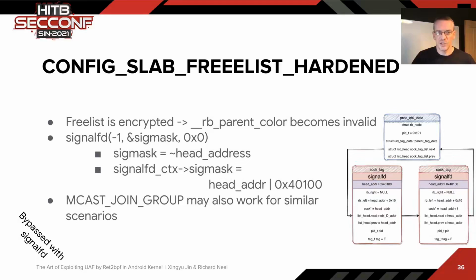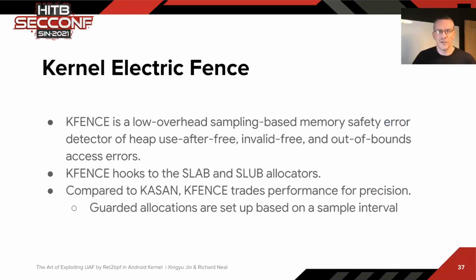Kernel Electric Fence is a low overhead sampling-based memory safety error detector introduced into Linux in 2020. It detects out-of-bounds heap access, use after free, and invalid free errors. KFENCE uses a sampling interval timer to determine whether to apply guards to a memory allocation. When the sample interval is reached, the next memory allocation made will be guarded and the sample interval is reset. A guarded memory allocation requires 2 additional page table entries. There is a page of memory for the allocation itself and a guard page either side of this one. The actual memory allocation is made either at the beginning or the end of the page it is in.